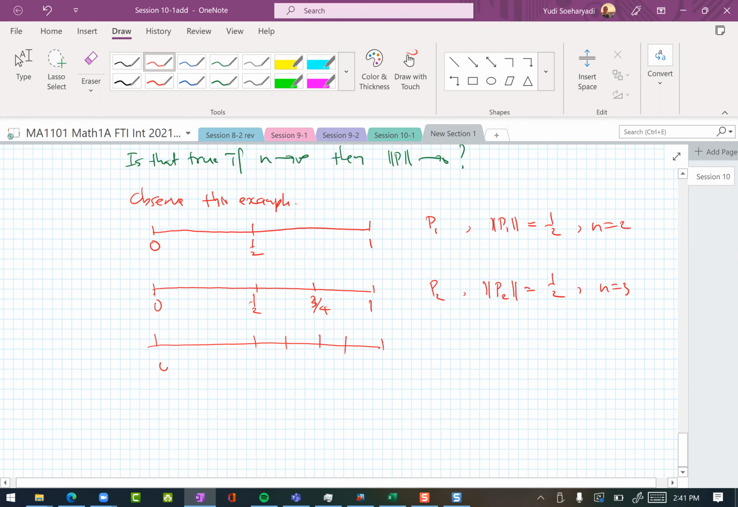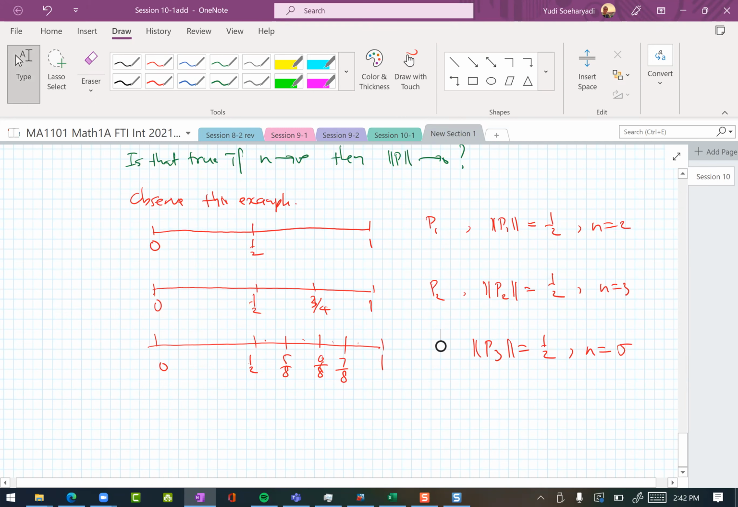0, 1/2, 1, 6/8, 7/8, 5/8. Okay. So this P3 has a size still largest. Largest is still 1/2. But n equals, let's see, so 1, 2, 3, 4, 5. Yes, there's 5 now. Okay.